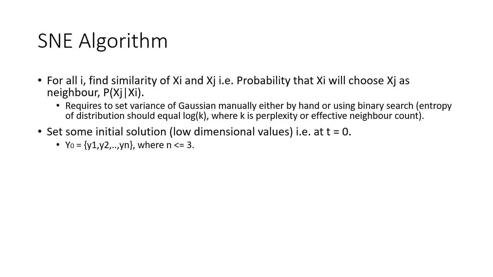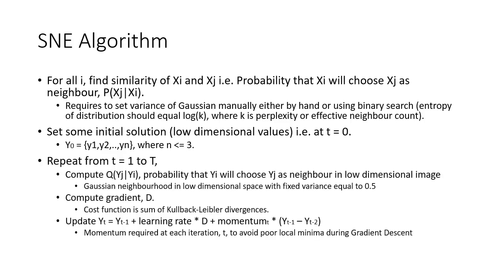Then we have to set some initial solution, this y0, and you can set it to random values, and here the n is less than or equal to 3. So this is like the lower dimensional image. Then we repeat for several iterations. So you can choose the value of this uppercase T to, for example, 1000.